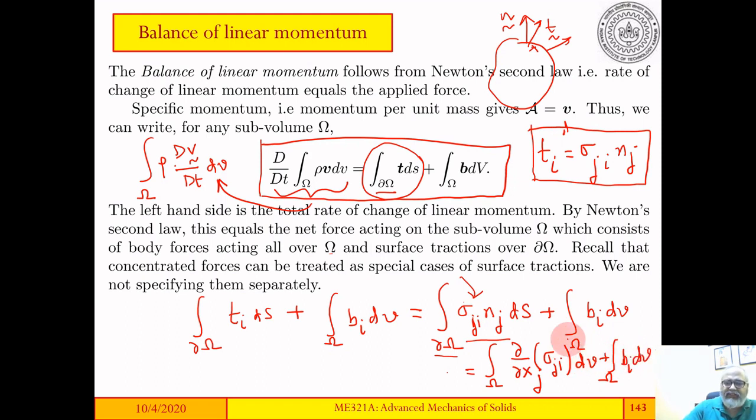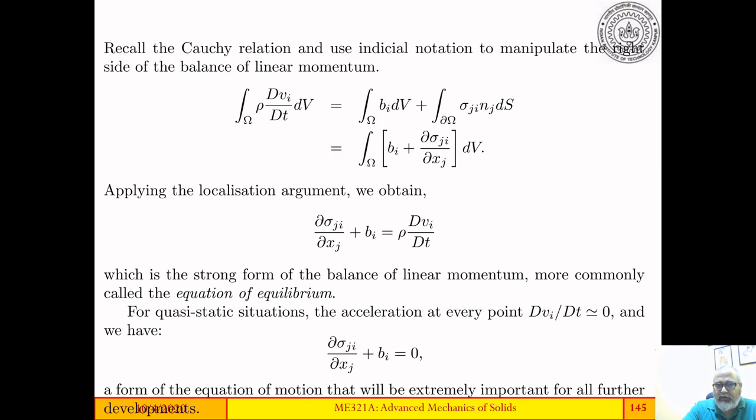Okay, so this is what I will get. Both terms have now been converted into volume integrals on the right hand side. So I have both terms converted into volume integrals. So I write them together.